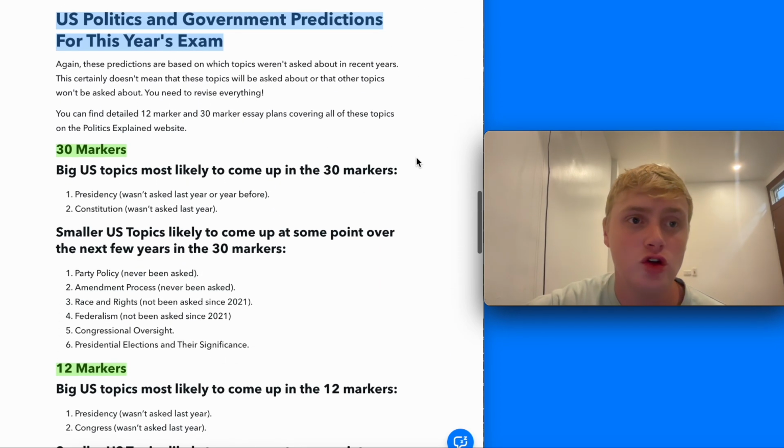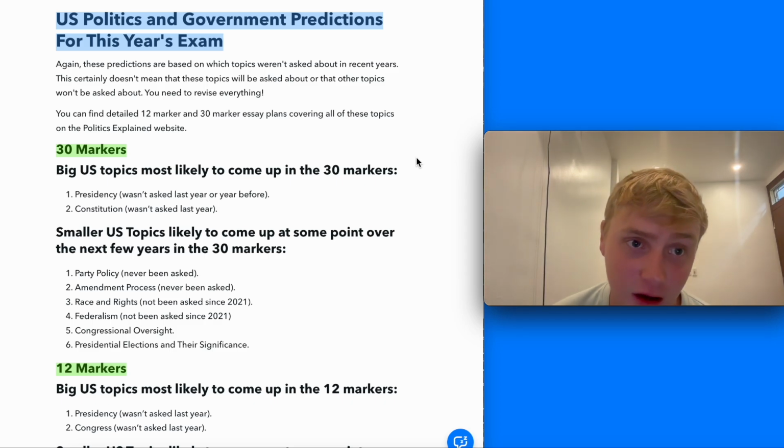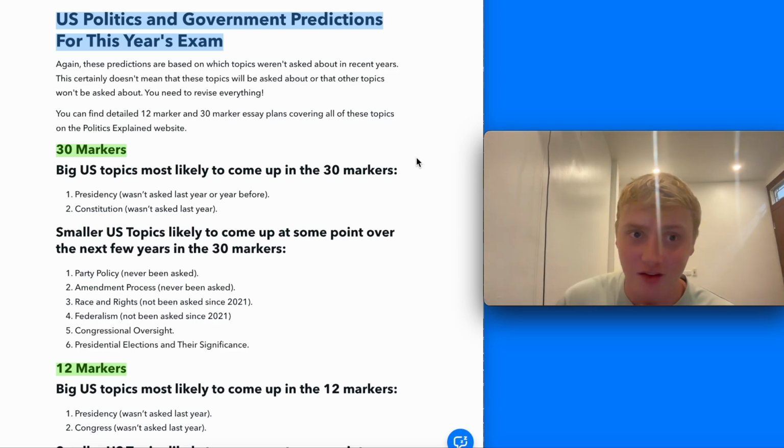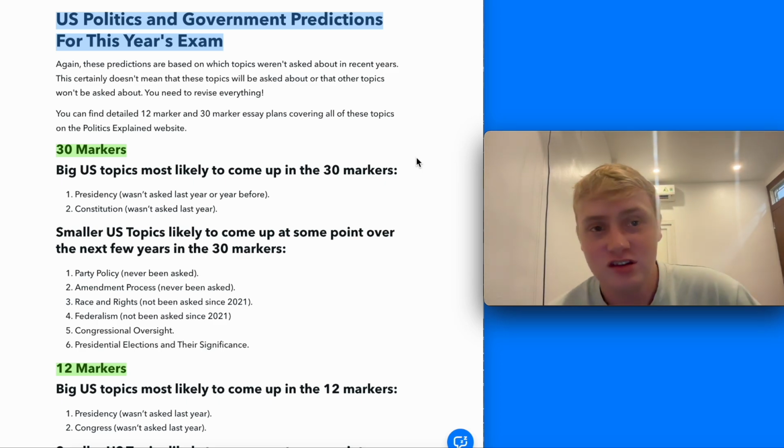Moving on then to paper 3, and first, before we look at global, we're going to have a look at US politics and government. Again, these predictions are based on which topics haven't been asked about in recent years, and it certainly doesn't mean that these topics will be asked about, or that other topics won't be asked about. You need to revise everything and know the whole specification really, really well.